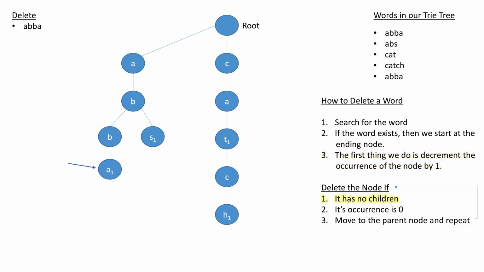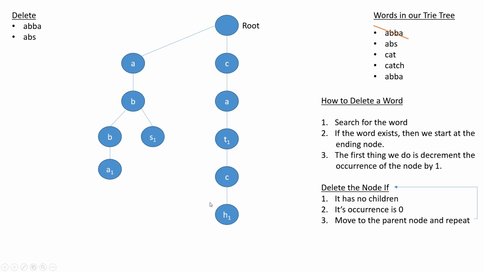We delete the node if it has no children. Well, A has no children. Its occurrence is 0. Well, its occurrence is not 0. Its occurrence is 1. So we've gone as far as we can go. We're done with ABBA. And this makes sense if you look at it, because ABBA was in there twice, but we've only got rid of one of them. So the occurrence of A went from 2 to 1, and we're done. We left one of them in here, and we've taken out one of them just by moving the occurrence from 2 to 1.